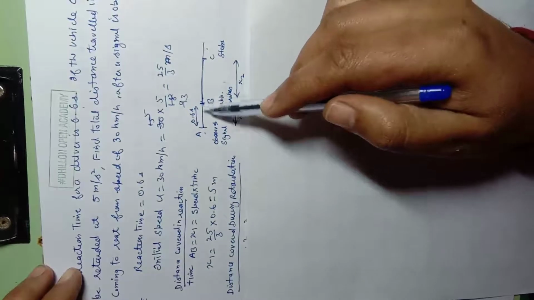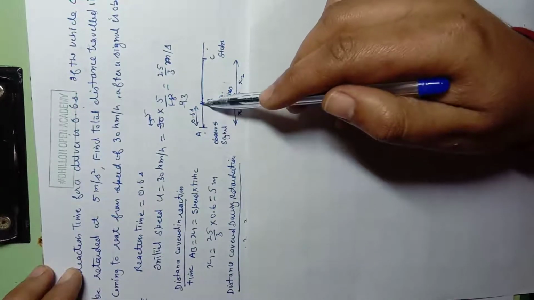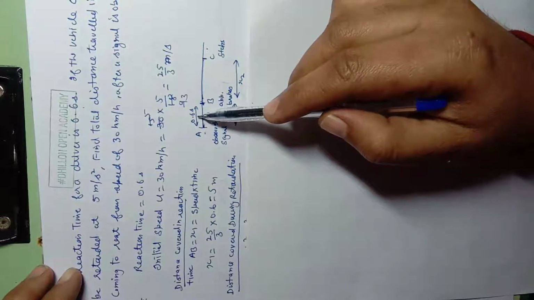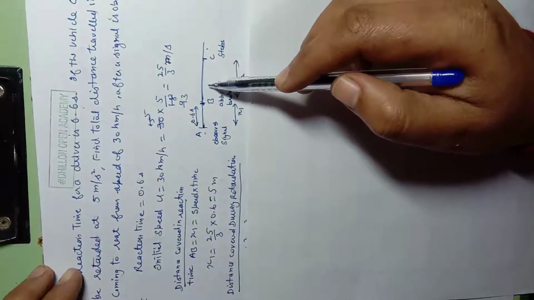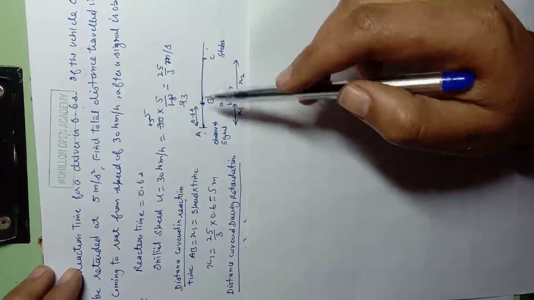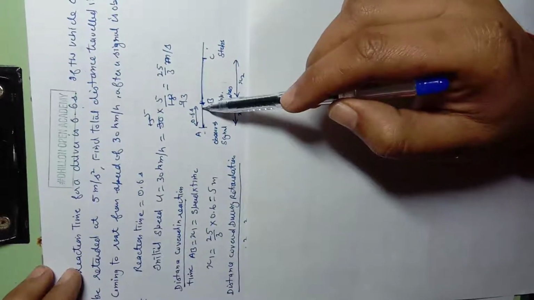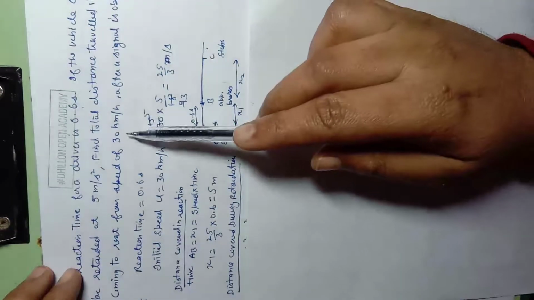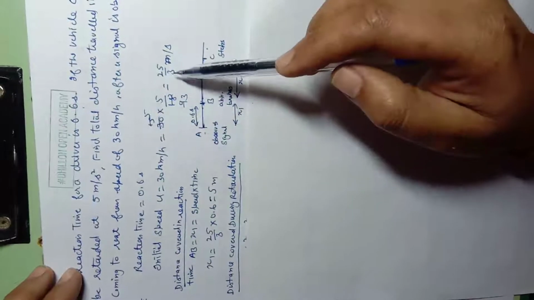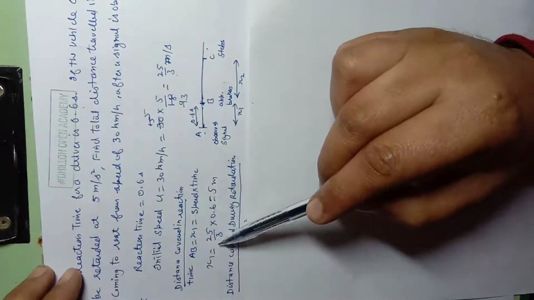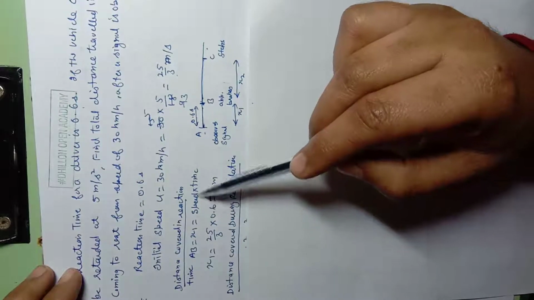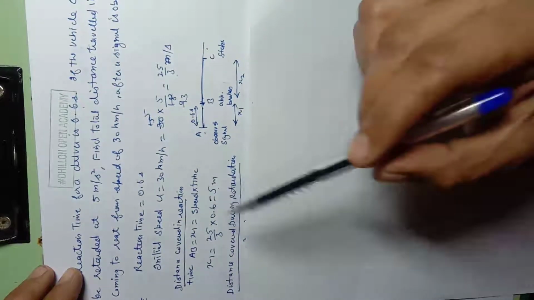One before the brake was applied from A to B, in which reaction time was 0.6 second, and then next distance B to C, in which the retardation was taking place. So this distance AB is covered with constant speed of 30 km per hour or 25 by 3 meter per second in a time 0.6 seconds. So distance covered is simply speed into time, which is 5 meter.